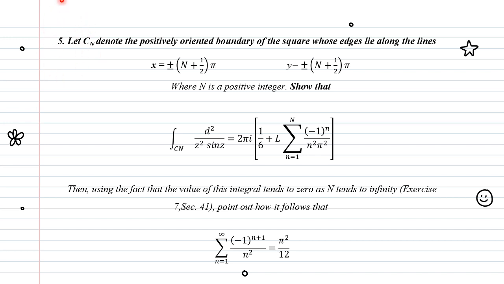All right, so we will let the contour of n denote the positively oriented boundary of the square whose edges lie along the following lines. In this case, n is a positive integer, so we have to show that this condition is true. And then we're going to use the fact that the value of this integral tends to 0 as n tends to infinity, which is pointed out in exercise 7 of section 41, and it follows that this is what it has.